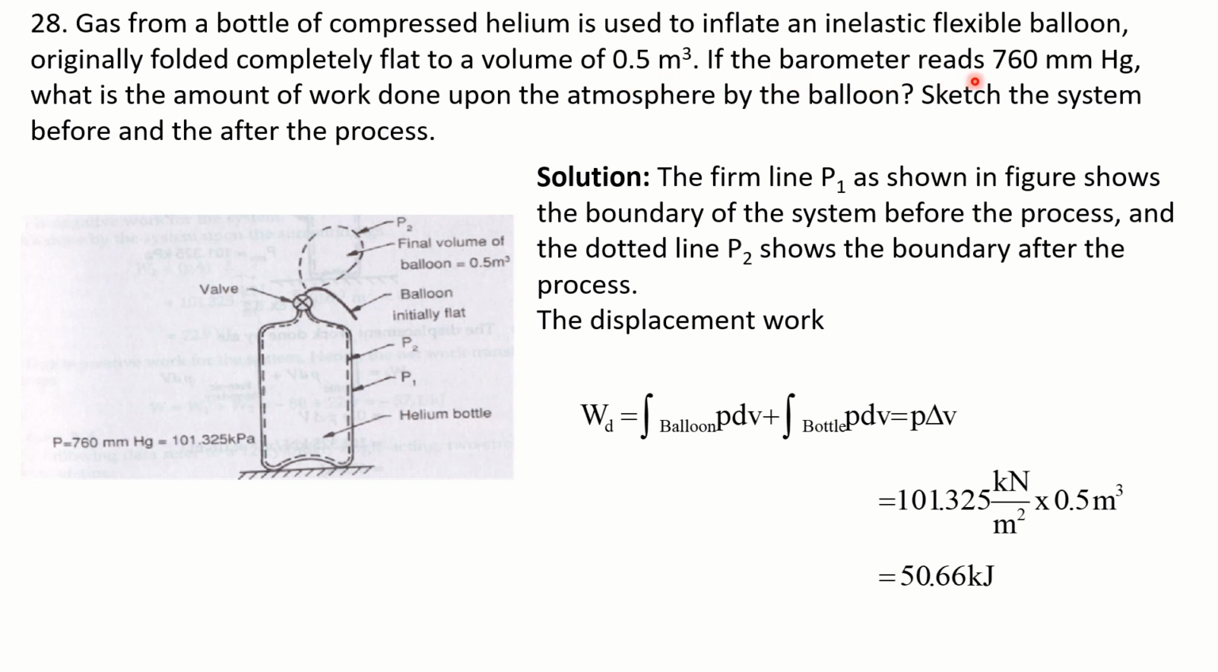The barometer reads 760 millimeters of mercury. What is the amount of work done upon the atmosphere by the balloon? When the balloon expands, it will be doing work on the surroundings. Sketch the system before and after the process. This is before. You can consider this as the system. Once I open this, the gas will get in, then it will inflate.